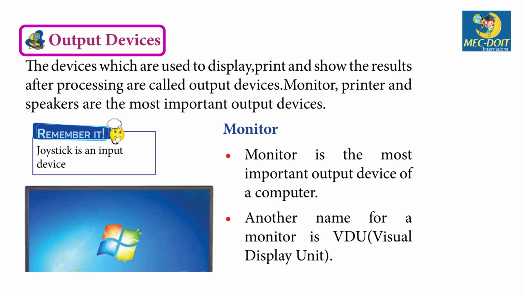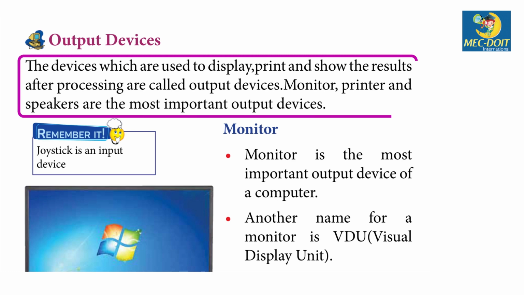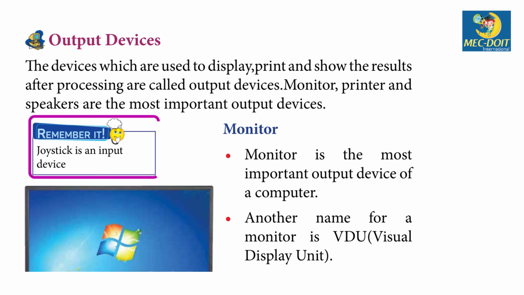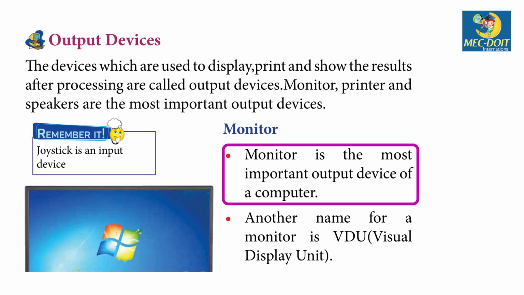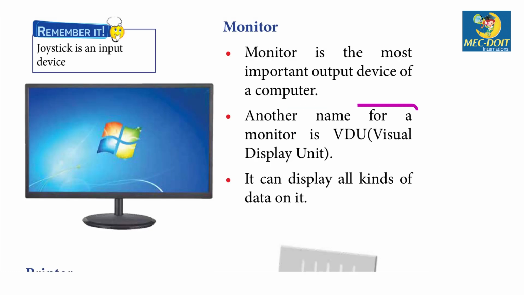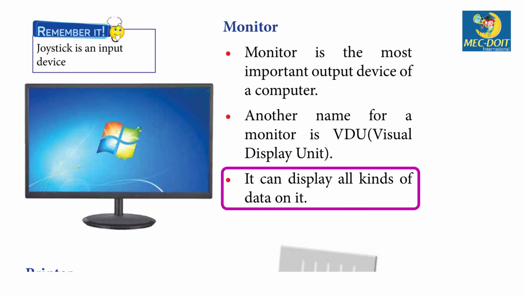Output device. The devices which are used to display, print and show the results after processing are called output devices. Monitor, printer and speakers are the most important output devices. Remember it. Joystick is an input device. Monitor. Monitor is the most important output device of a computer. Another name for a monitor is VDU, Visual Display Unit. It can display all kinds of data on it.